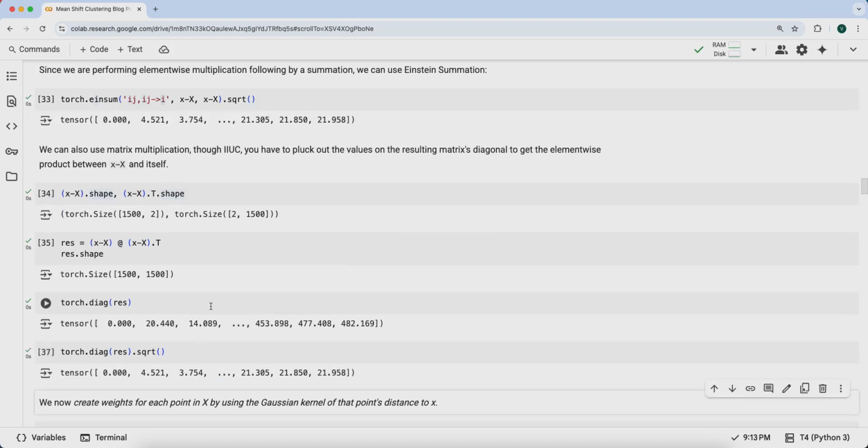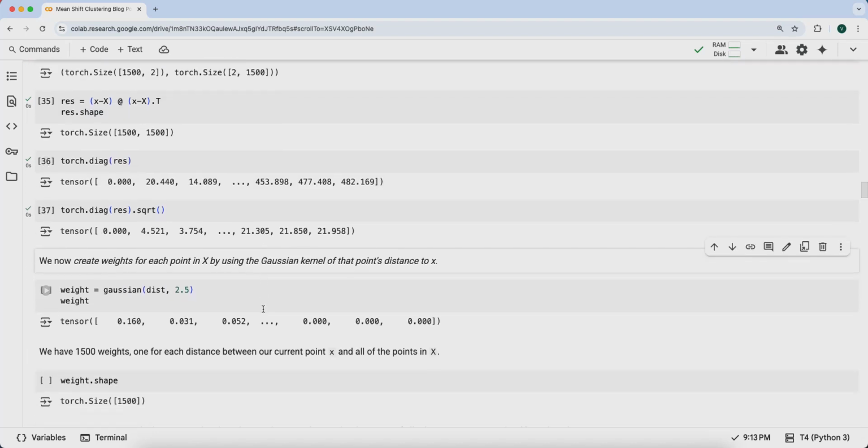So there's 3 different ways to achieve the same result, and we'll see that throughout this implementation there's always going to be element-wise multiplication with a sum, einsum, and then a matrix multiplication that all give you the same result. Okay, cool. So now we have our distances.